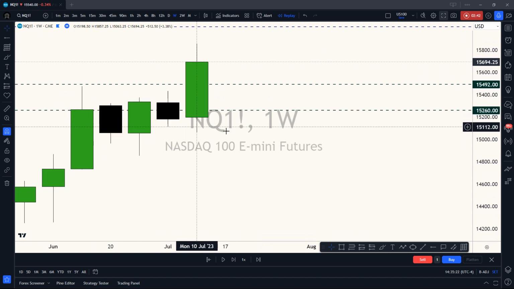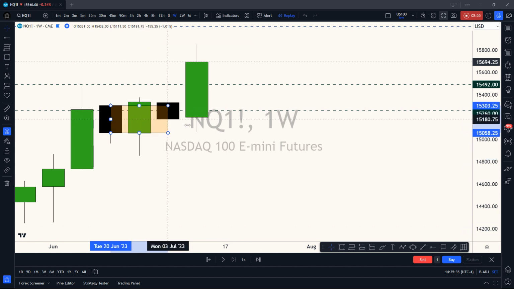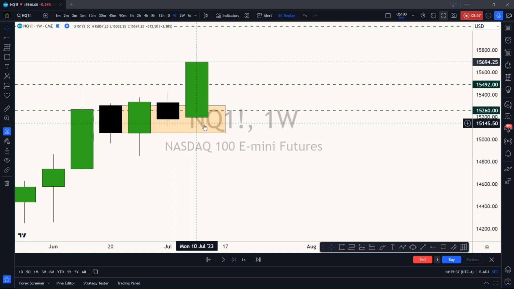So just to understand, on the weekly time frame, we were consolidated inside of it, okay? And then we used this one candle on the weekly as an order block to expand higher.